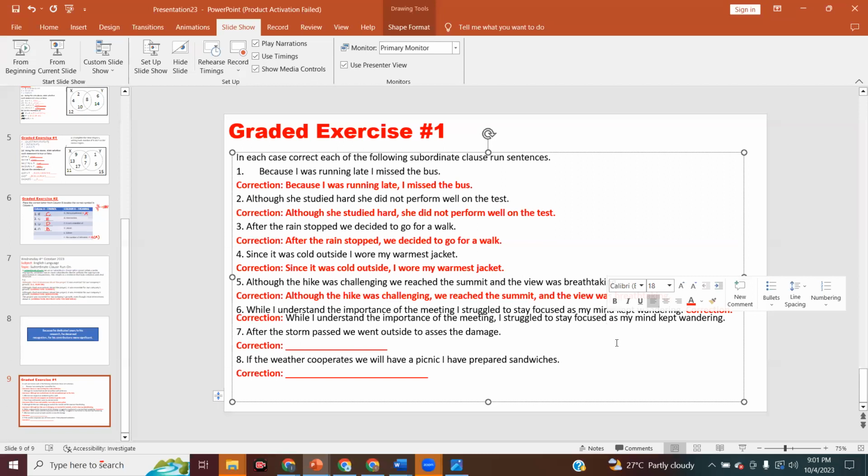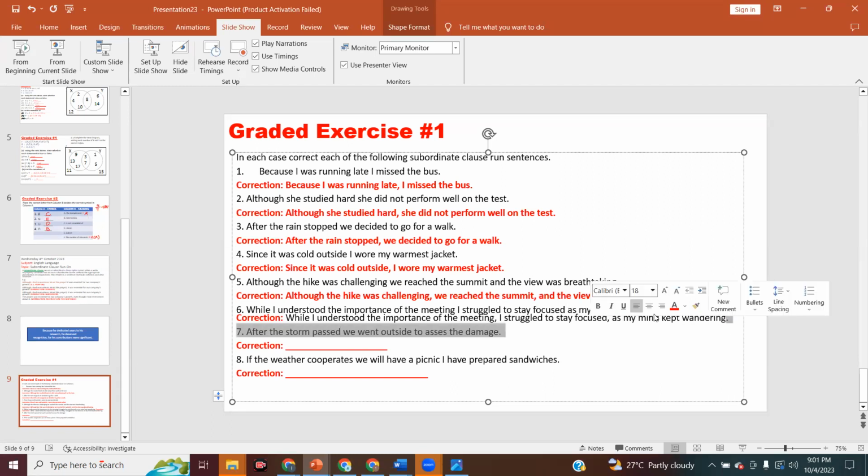While I understood the importance of the meeting, sorry, because it's past tense. While I understood the importance of the meeting, it's supposed to be understood. While I understood the importance of the meeting, I struggled to stay focused, comma, as my mind kept wandering. So the comma is supposed to be after focused. All right.